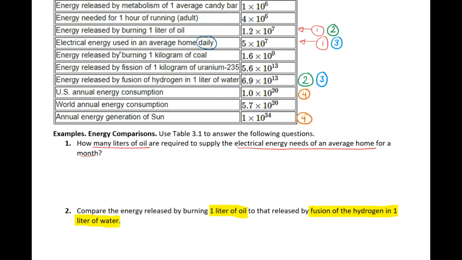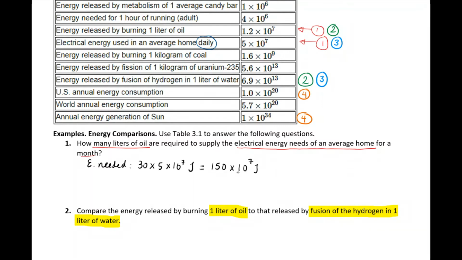So if you look here, it says the electrical energy used in an average home daily. The energy needed in this case is going to be 30 times 5 times 10 to the 7 joules. That's the energy unit. So it's going to be 150 times 10 to the 7 joules.